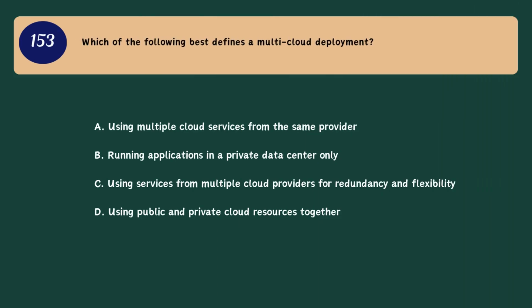Question 153. Which of the following best defines a multi-cloud deployment? A. Using multiple cloud services from the same provider. B. Running applications in a private data center only. C. Using services from multiple cloud providers for redundancy and flexibility. D. Using public and private cloud resources together.